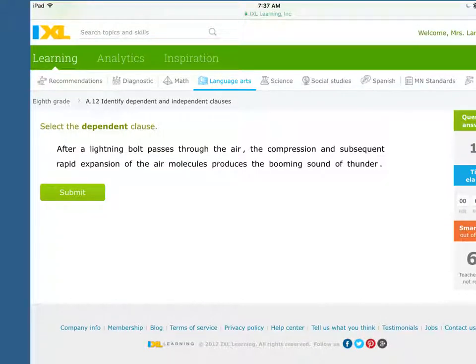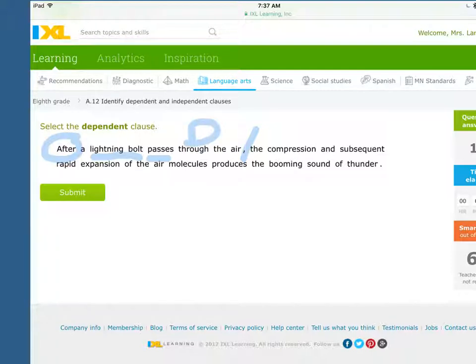After a lightning bolt passes through the air, the compression and subsequent rapid expansion of the air molecules produces the booming sound of thunder. I felt the split happen right about here, and I'm going to check it. Lightning bolt passes is my subject and verb. It starts with after, which is a subordinating conjunction, so this is a dependent clause.